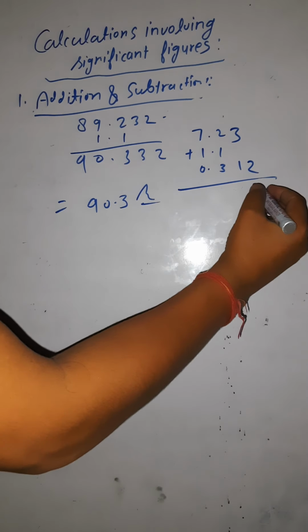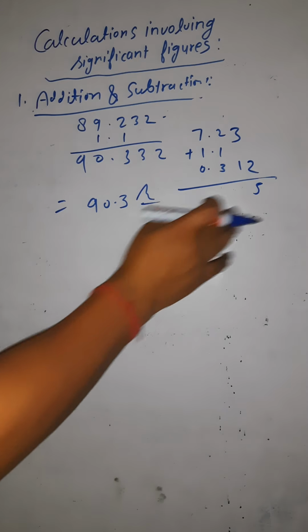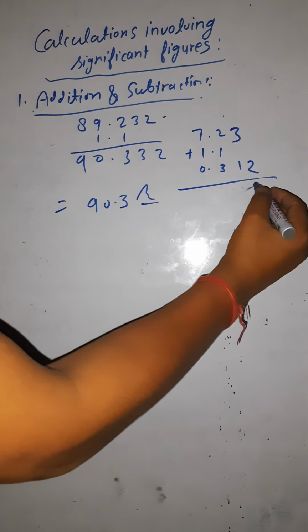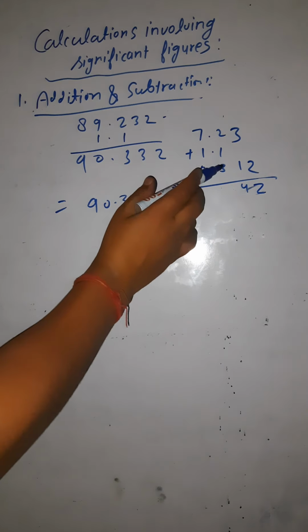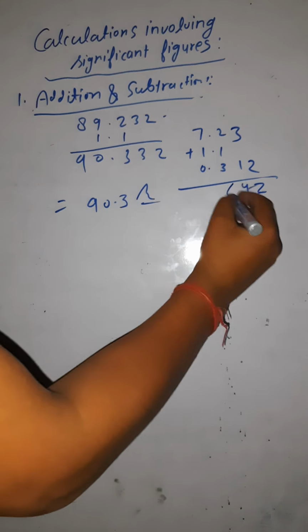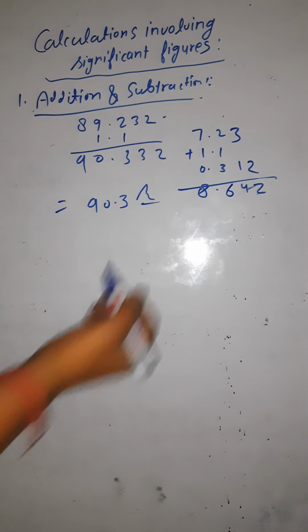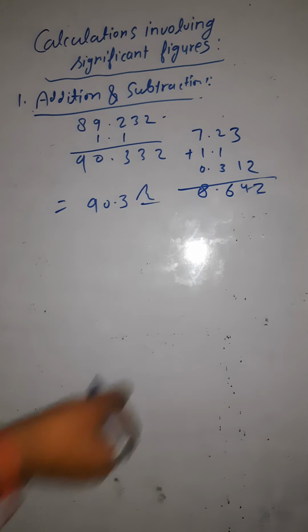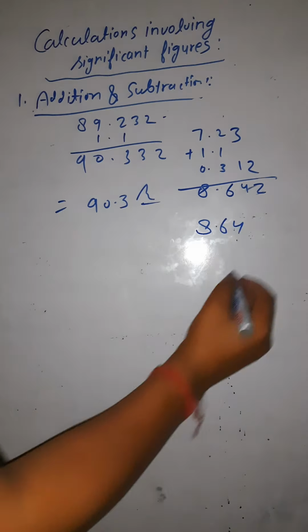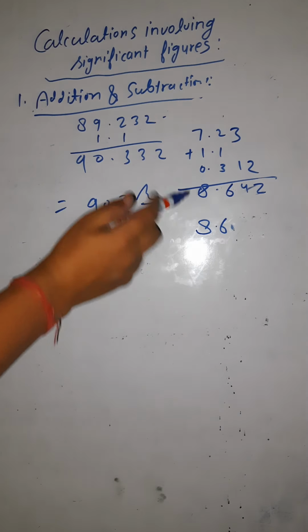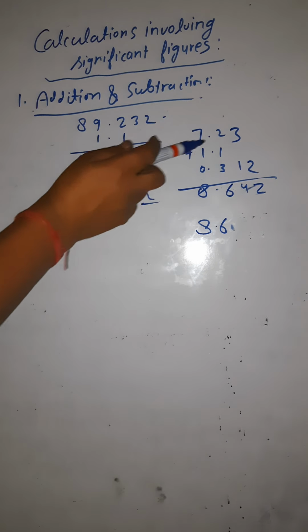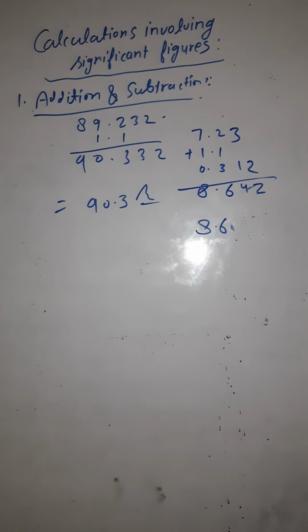So if you are adding these, you are getting how much? Sorry, it is 2 4 3 plus 1 4 4 plus 2 6, then it is 8. So the answer is 8.642, but I would write it as 8.6 only, because I have to report the result according to this one term, because this one term has the minimum decimal place here. So this is how you would add there.